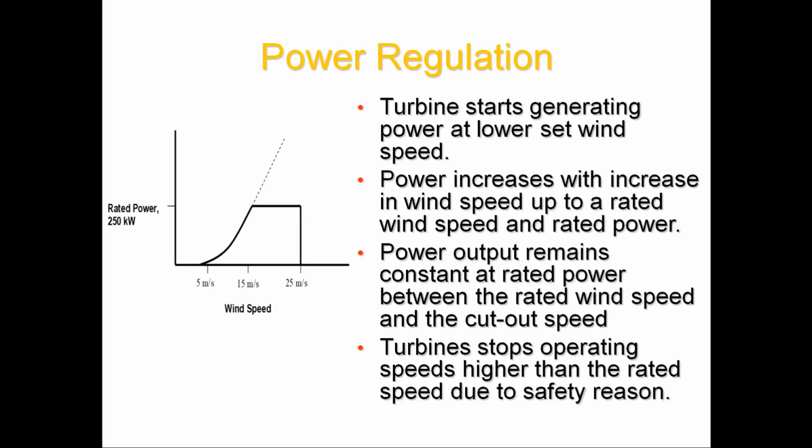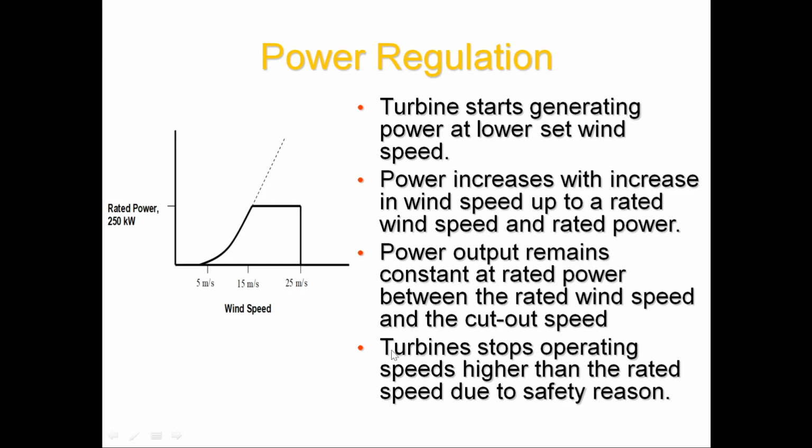Now, turbines start generating power at a lower cut-in wind speed, for example 5 meters per second. Power increases with increase in speed up to a rated wind speed and rated power. After attaining the rated power of, for example, 250 kilowatts at, say, 15 meters per second wind speed, the power output remains constant at rated power between the rated wind speed and the cutoff speed.